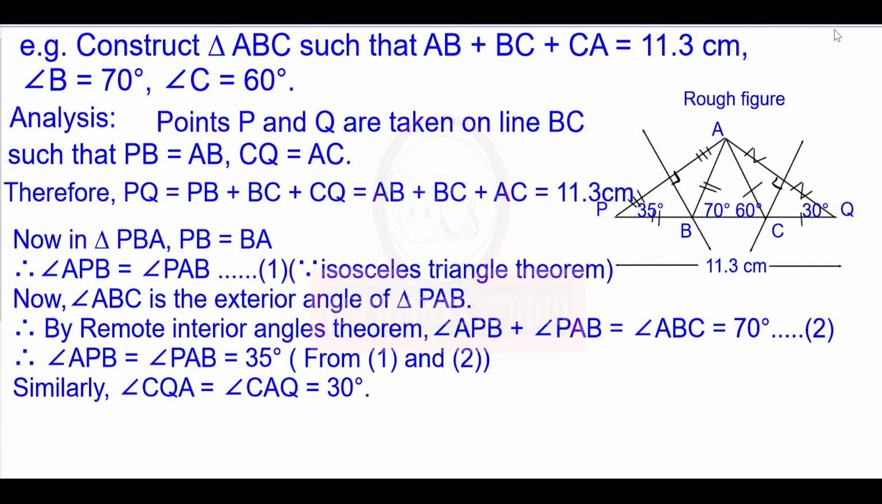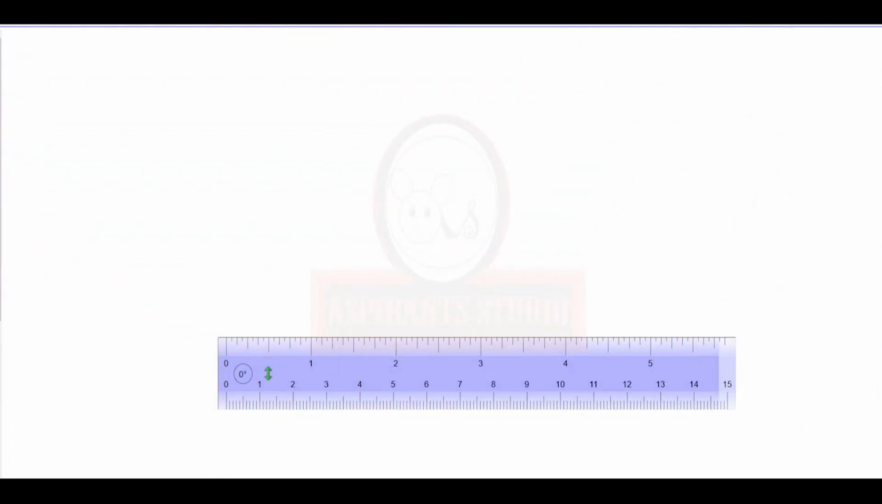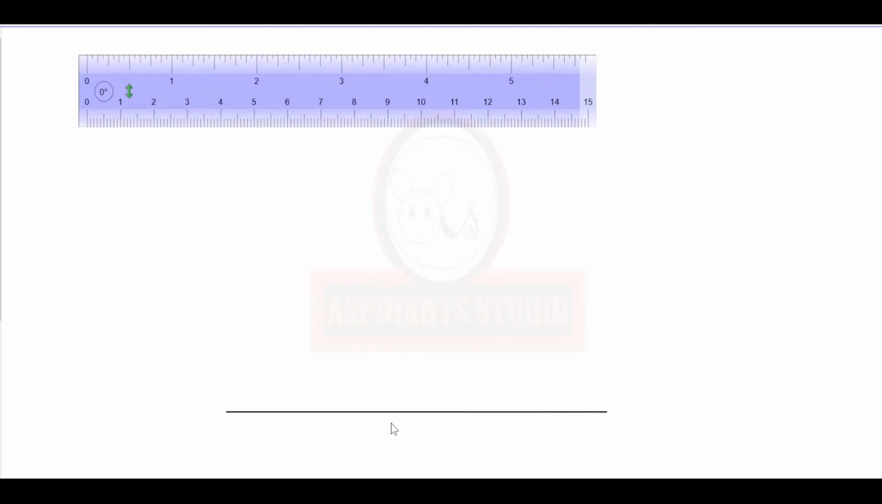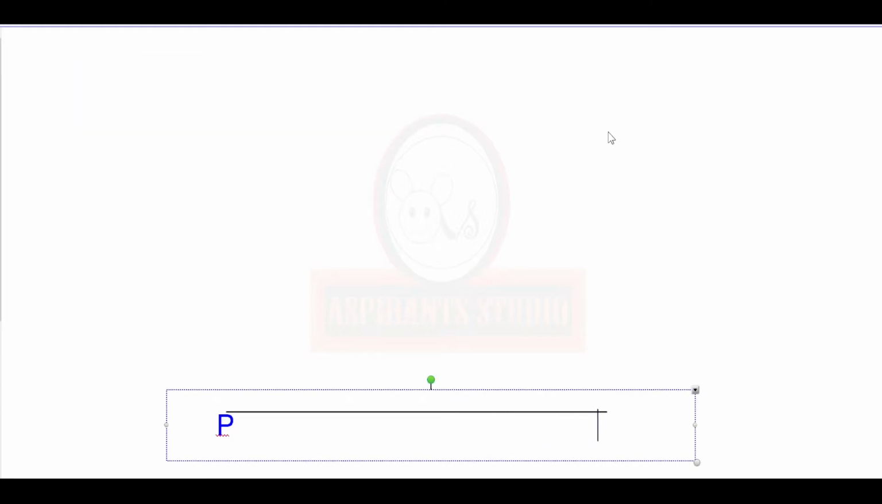Combining 1 and 2, because from 1 we are getting measure of angle APB is equal to measure of angle PAB. So, substituting in that equation, you will get measure of angle PAB plus measure of angle PAB is equal to 70 degrees. So, 2 PAB is 70 degrees, therefore, measure of angle PAB is 35 degrees. Similarly, we can find that measure of angle CQA is equal to measure of angle CAQ is equal to 30 degrees. So, now we can do the fair figure.